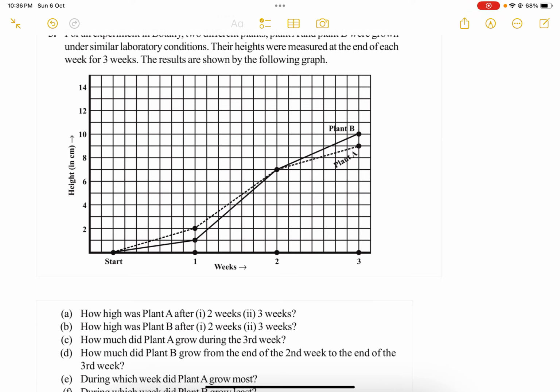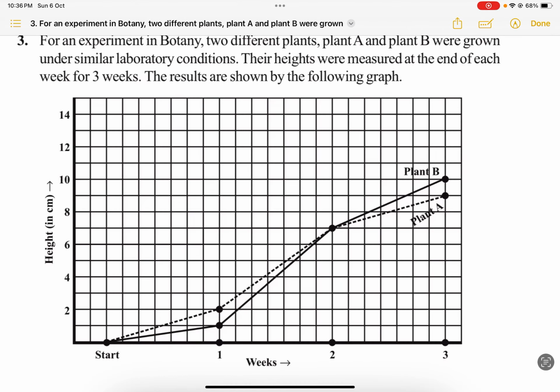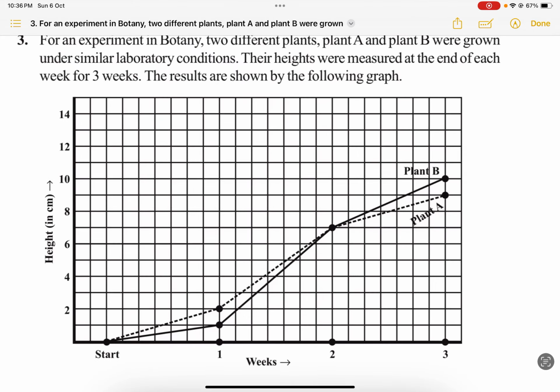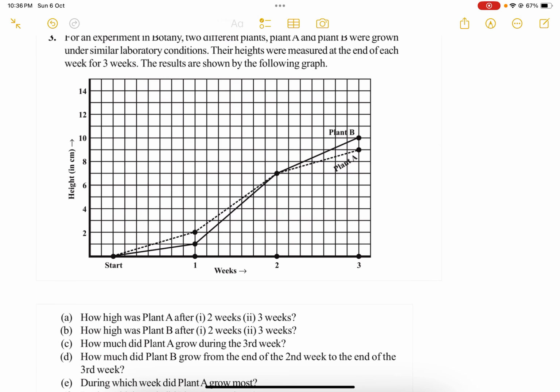How high was plant A after 2 weeks and 3 weeks? Plant A represents the dotted line, right? So after 2 weeks, what is the height? After 2 weeks, here, plant A has increased to 9 centimeters height. It has gone from 7 centimeters to 9 centimeters. This is the height it has grown. That is the first question. Now, the second week and the third week. So this is what you can say about the graph.